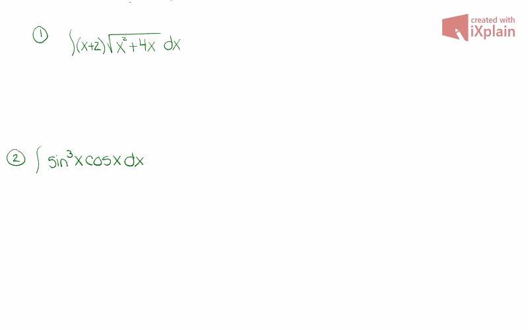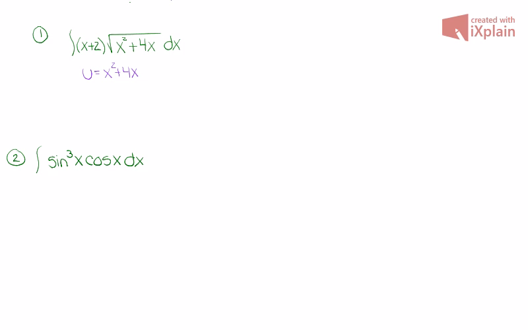So let's look here and let's try to figure out what the inner function is. The inner function that would require chain rule is going to be the piece x squared plus 4x. It's inside the square root. So let's make our u equal to x squared plus 4x. So right away we can rewrite as the quantity of x plus 2 times the square root of u dx.